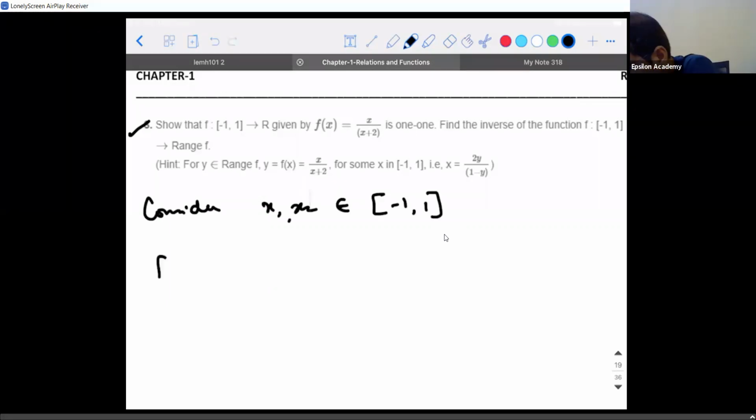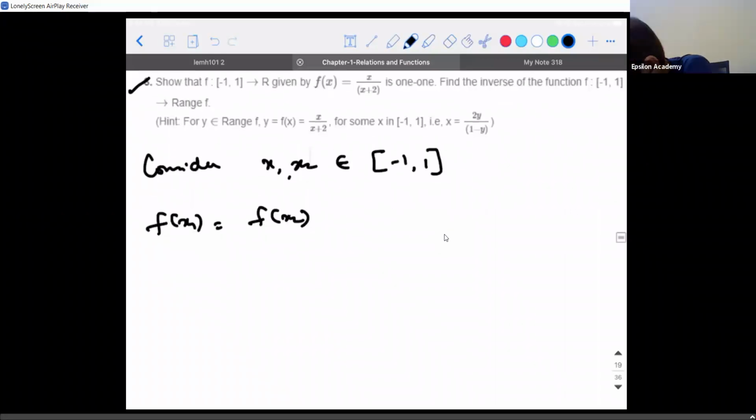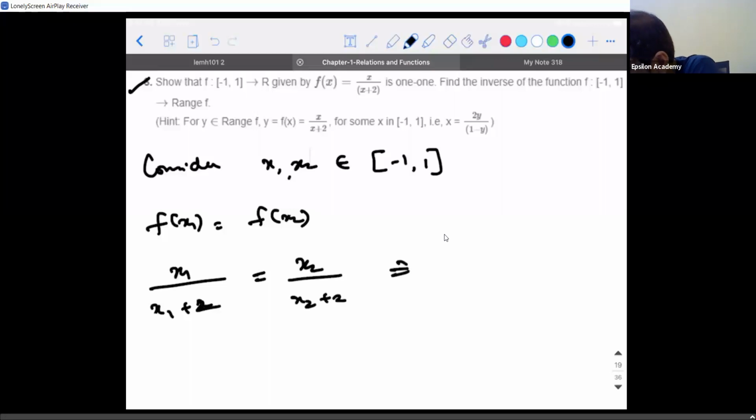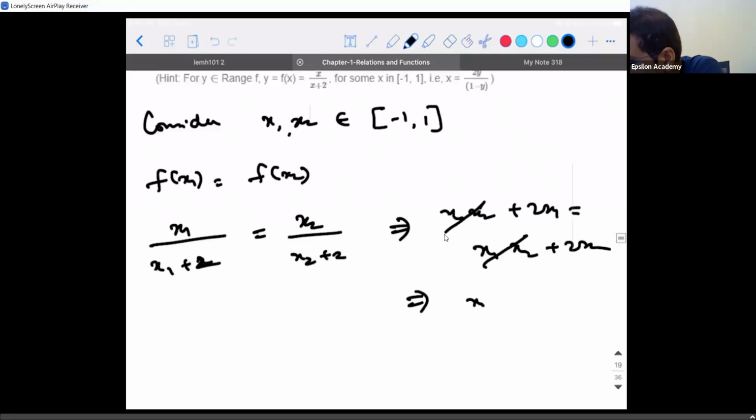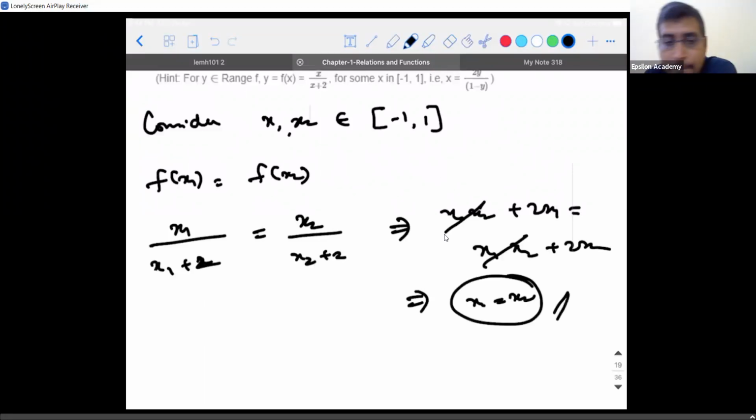Correct? f of x1 should be equal to f of x2. What is f of x1? x1 by (x1 plus 2) should be equal to x2 by (x2 plus 2). Cross multiply. x1 x2 plus 2x1 is equal to x1 x2 plus 2x2. x1 x2, x1 x2 gone. 2x1 is equal to 2x2. x1 will be equal to x2. So it is a one-to-one function. Proved.